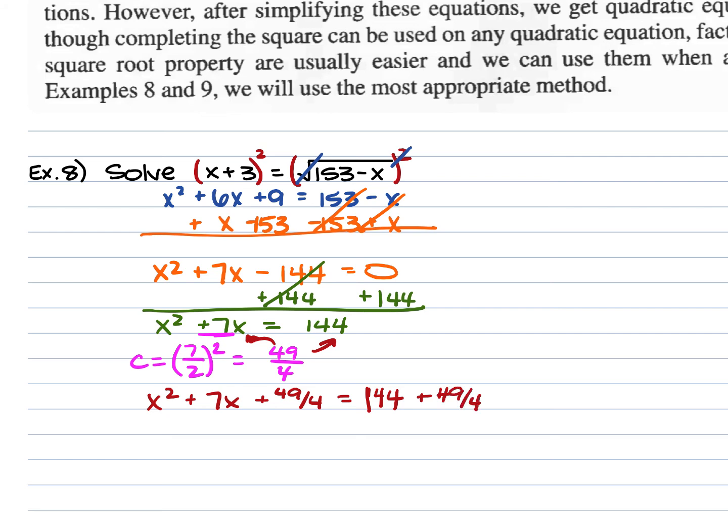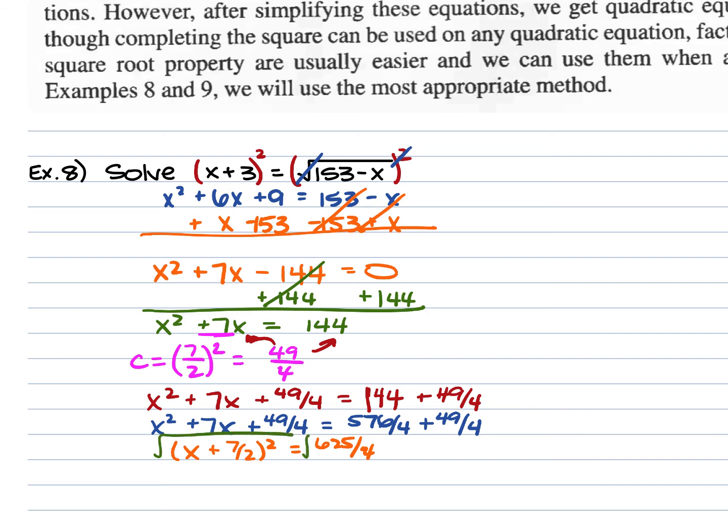You need a fraction with the same denominator as the 4. So you're going to have to multiply that 144 by 4 and put it over 4. So this is going to give you x squared plus 7x plus 49 over 4 is equal to 576 over 4 plus 49 over 4. Factor your left side, add your right side. On the left side, you're going to have x plus 7 over 2 squared. On the right side, you're going to have 625 over 4.